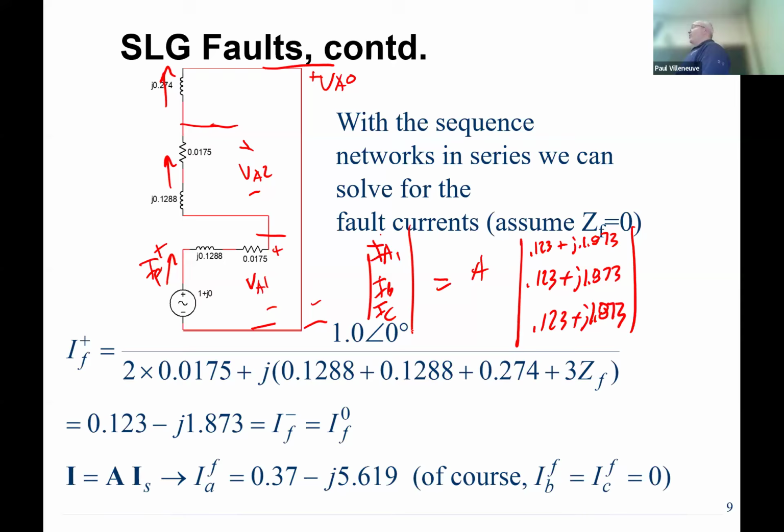And if you plug it into your matrix, I encourage you to do that, you're actually going to see that IB and IC are going to be equal to 0. Exactly what we thought they were going to be. There's no connection to the fault. So when I put those in there, we get exactly that value.